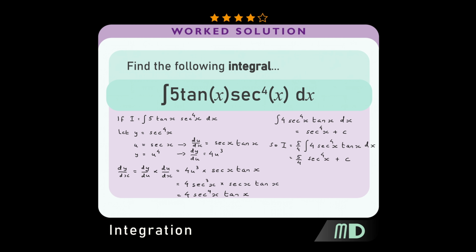As an extension to this question, what would the integral be if the secant term was squared instead of raised to the power of 4? For a hint, look in the comments section and post your answer there.